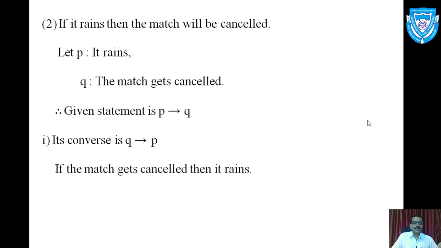Second example: if it rains, then the match will be cancelled. Let us denote 'it rains' by the symbol P, and 'match will be cancelled' by the symbol Q. Therefore, the symbolic form of the given statement is P implies Q. Now the converse, Q implies P, can be represented in theoretical form: if the match gets cancelled, then it rains.